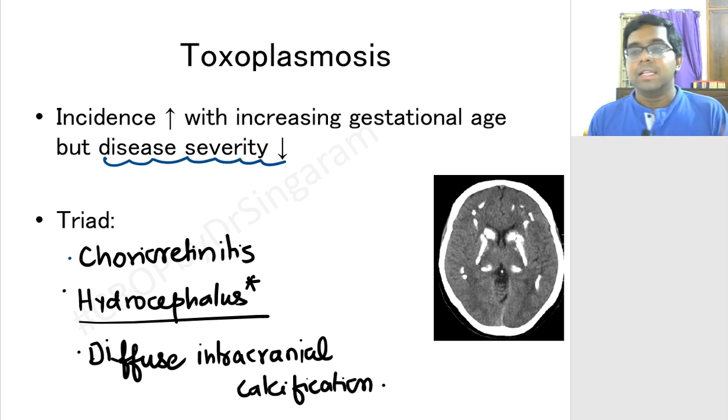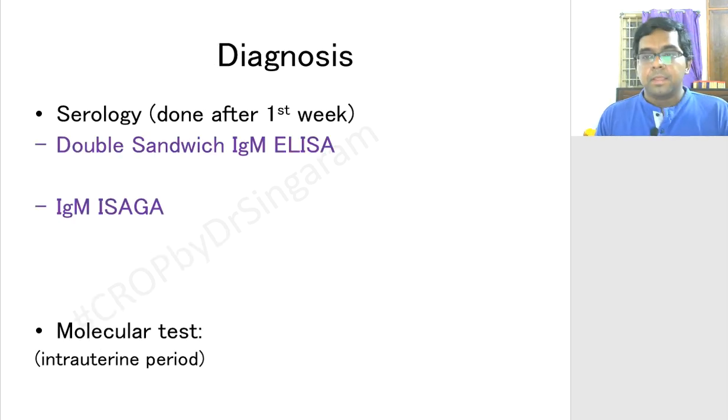Please remember, the calcification in CMV was periventricular, whereas in toxoplasmosis it is diffuse intracranial calcification. How do you make a diagnosis of congenital toxoplasmosis? Remember here it is again serology. Now the point to be remembered here is serology is done generally after the first week of birth.